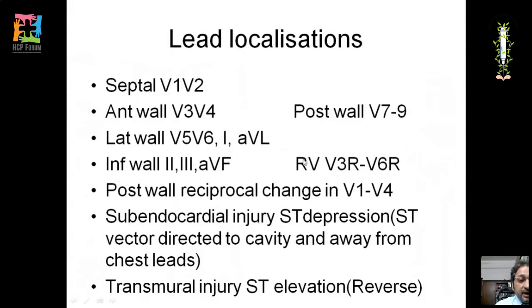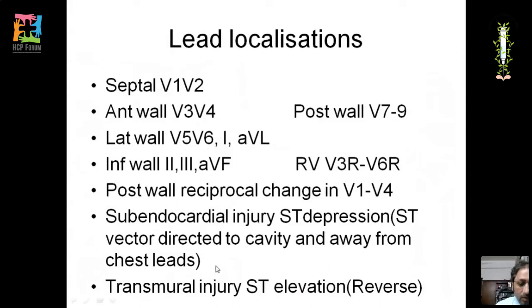But in a normal ECG, we can still get a reflection of the posterior wall changes as the reciprocal changes in the anterior wall, V1 to V4. Now, when there is a subendocardial injury to the heart, there is always an ST depression. And why does this occur? Because the ST vector is now directed towards the cavity and away from the chest leads. So since it is away, it has to be a negative deflection, and therefore it is an ST depression.